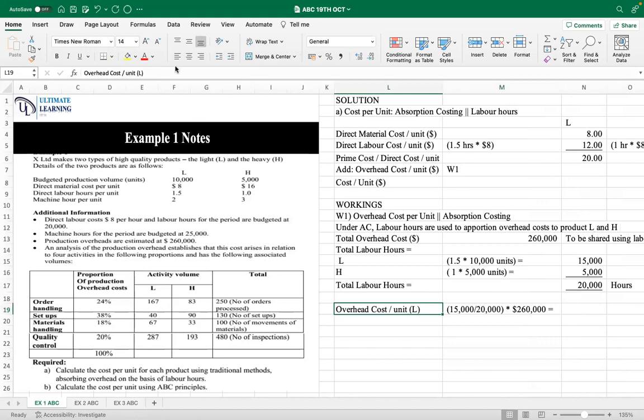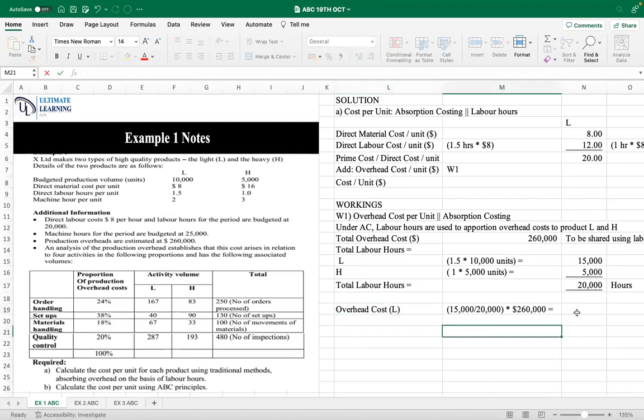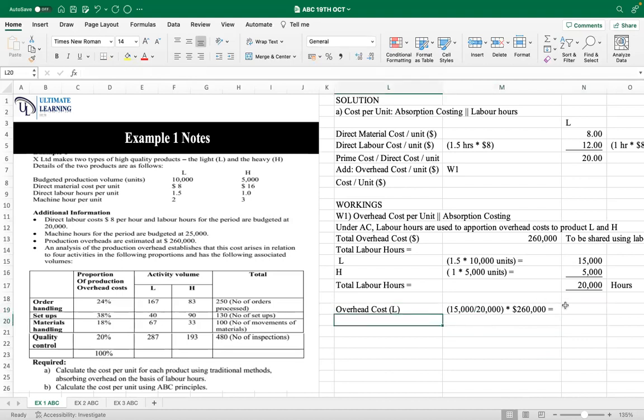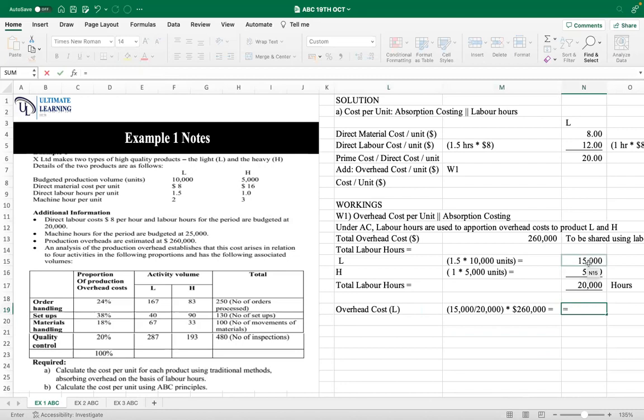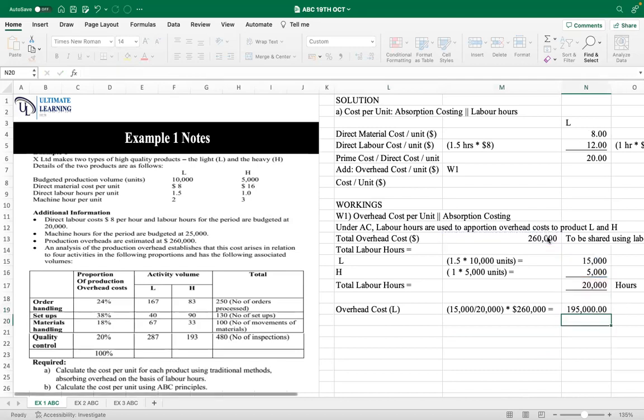Sorry, overhead costs, not per unit. Per unit, you divide by the number of units. So overhead costs of L is that. Now, what do we get? Let's calculate it. 15 over 20 times 260. So it gives you 195,000.